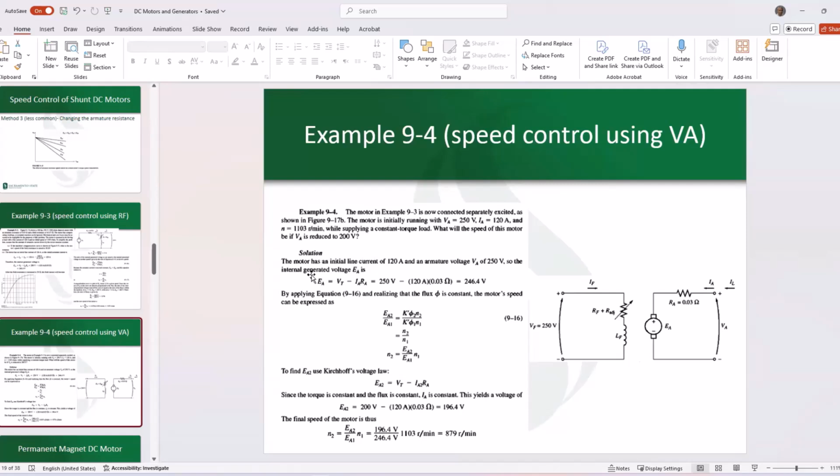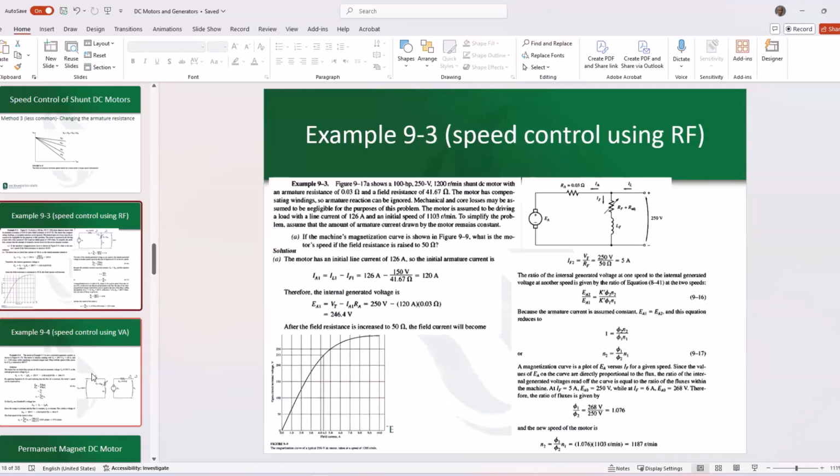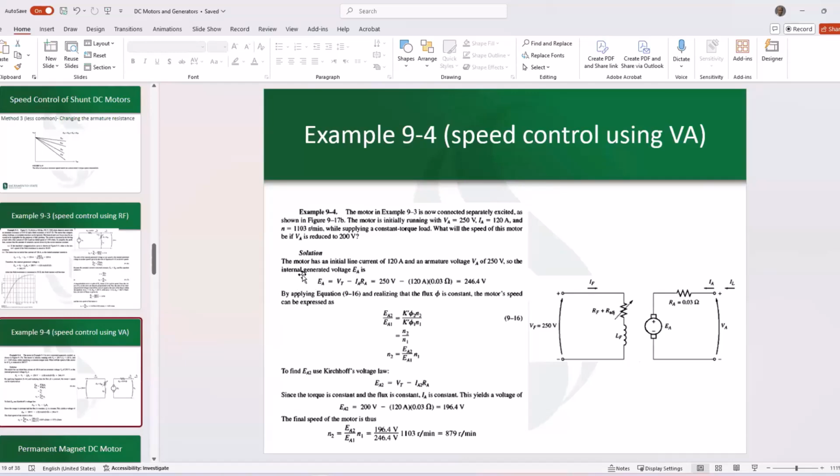That's verified. So this problem is also using the same parameters as the previous problem. So we're going to use them in here. The motor has an initial line current of 120 amps and armature voltage of 250 volts. So the internal voltage in the first condition, coming off of this KVL in here, would be equal to 246.4 volts.